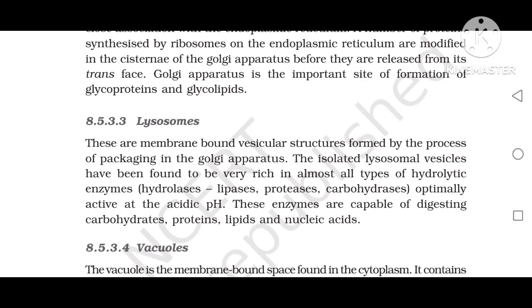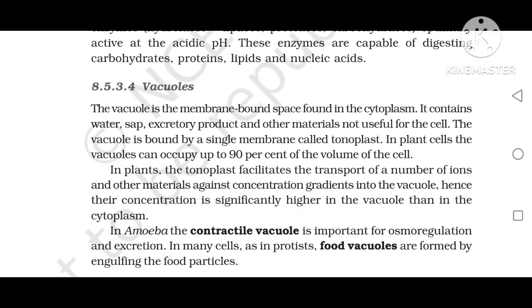Vacuoles. A vacuole is a membrane-bound space found in the cytoplasm. It consists of water, sap, excretory products and other material not useful for the cell. The vacuole is bound by a single membrane called the tonoplast. In a plant cell, the vacuole can occupy up to 90% of the volume of the cell.